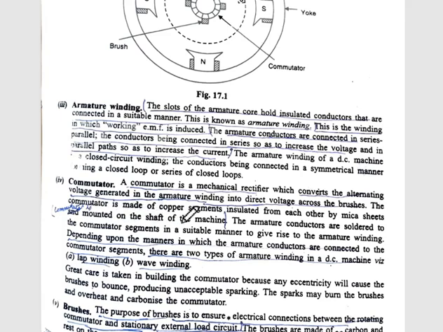Commutator on the shaft of machine. Commutator is made of copper segments insulated from each other by mica sheets and mounted on the shaft of the machine. Depending upon the manner in which armature conductors are connected to the commutator segments, there are two types of armature winding in DC machine: lap winding and wave winding.